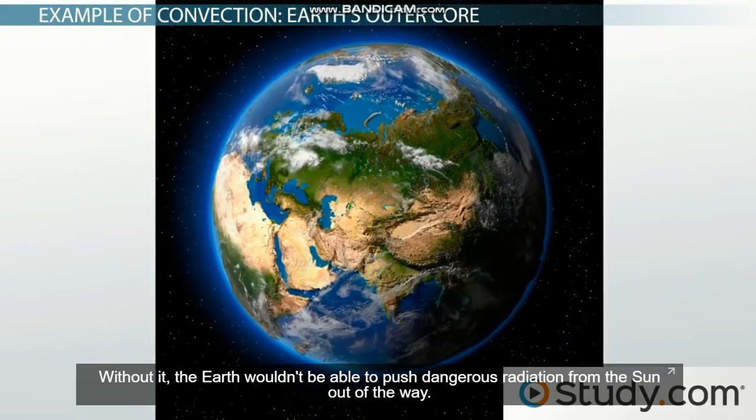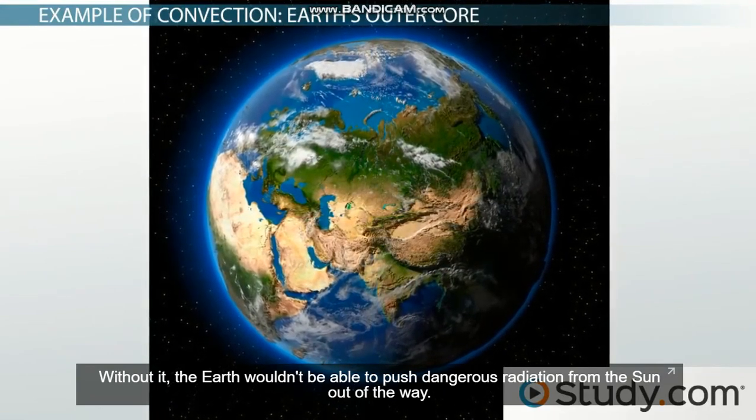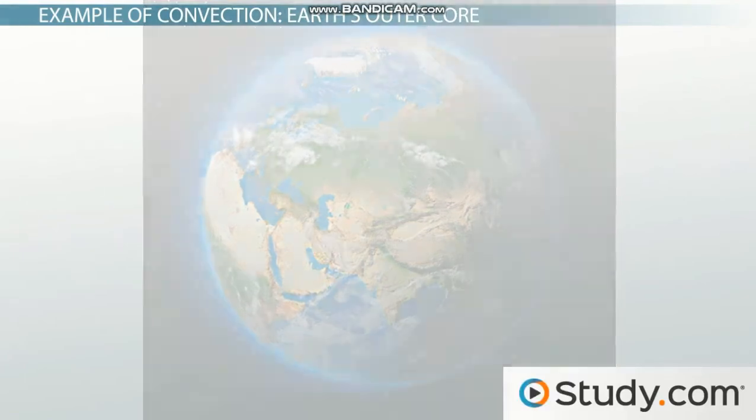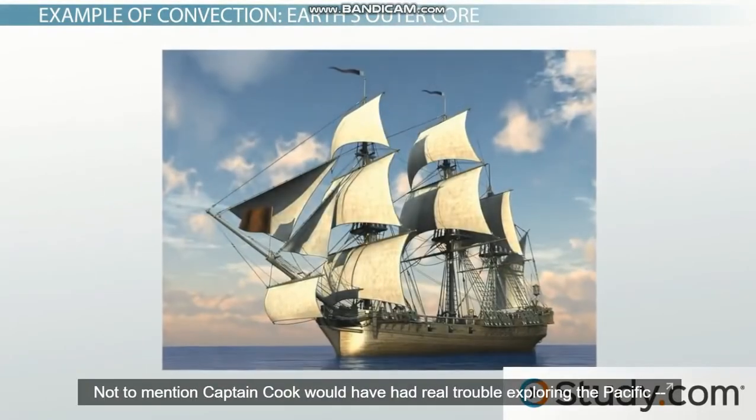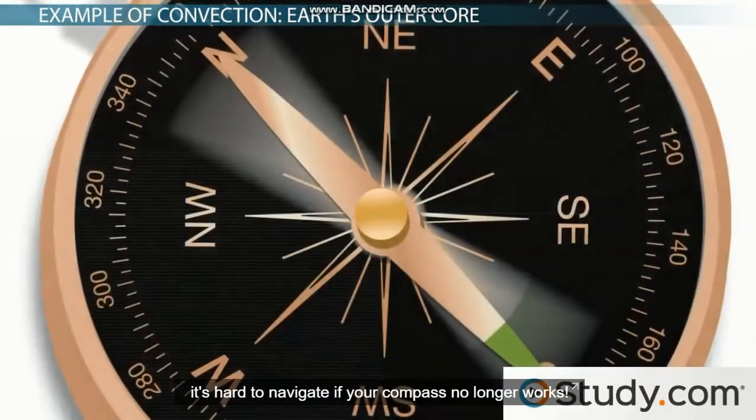Without it, the Earth wouldn't be able to push dangerous radiation from the sun out of the way. Without it, we humans wouldn't survive long at all. Not to mention Captain Cook would have had real trouble exploring the Pacific. It's hard to navigate if your compass no longer works.